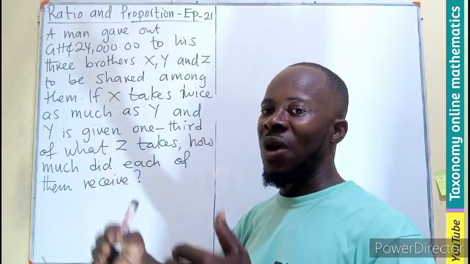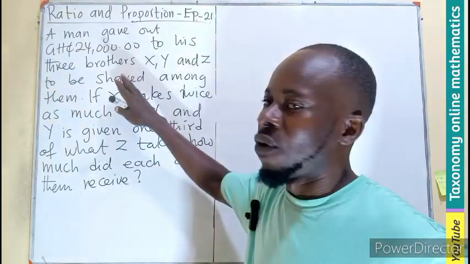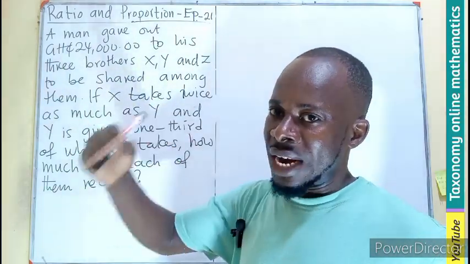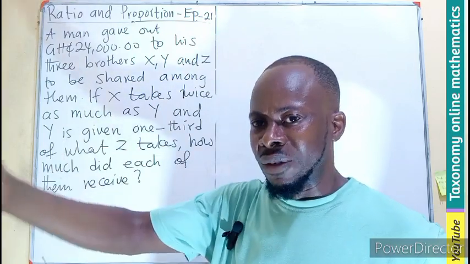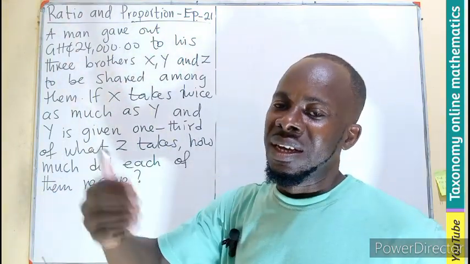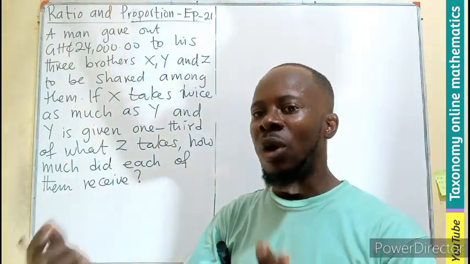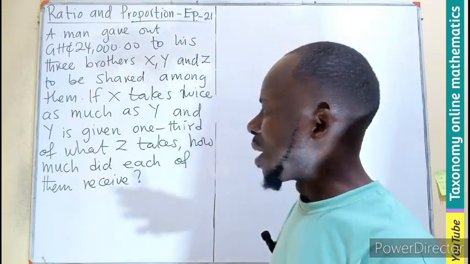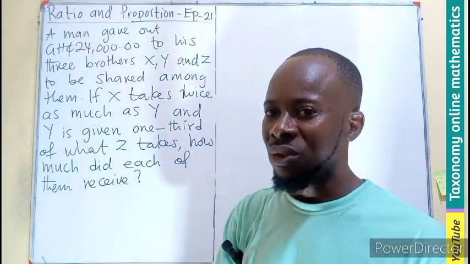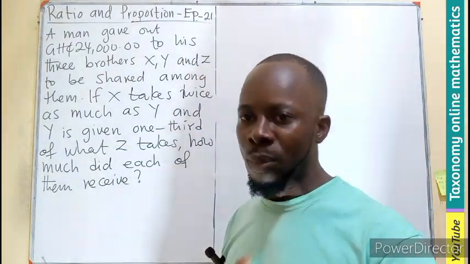In this case, we need to find the individual share out of 24,000. Don't forget the principles of ratio: identify the ratio, find the total ratio, divide the amount by the total ratio, times the individual's ratio. But we are going to solve this in two methods. The first one is as an algebraic word problem.